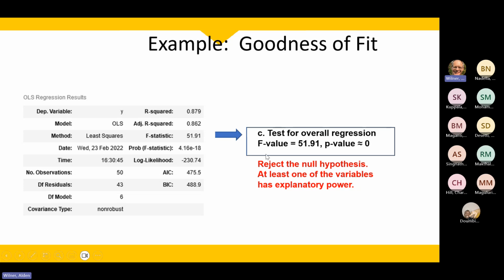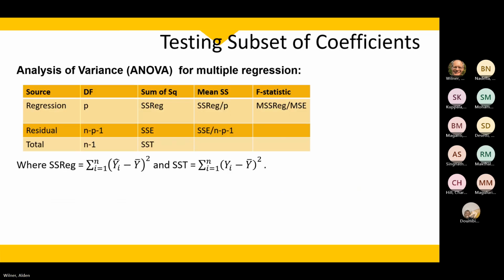We just look for the overall, right? In this case, the F statistic is 51. The p-value is approximately 0, 4.1 times 10 to the minus 18th. So at least one of the variables has explanatory power. Great. Now, the next step is which of our features is the one that's most useful in explaining it.